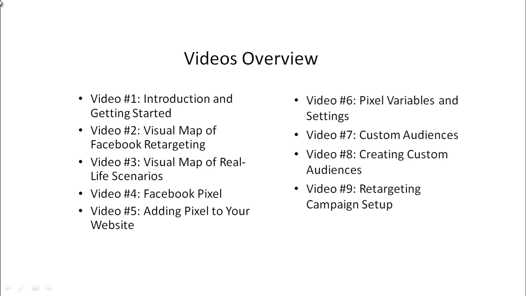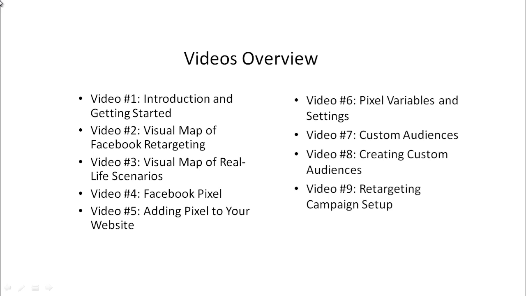Now, here's a quick overview of what's inside this video course. Video number 1 is the introduction. We'll give you a quick overview of the course. We'll talk about how to get in the right mindset so that you start off strong. And then we talk about what tools and what things you'll need to have in hand to get started. Video number 2 is a visual mind map of the Facebook retargeting process. Before we jump in and show you how to set things up step by step, it's really good to get a bird's eye view or a general view of everything at once. So this is what this video covers.